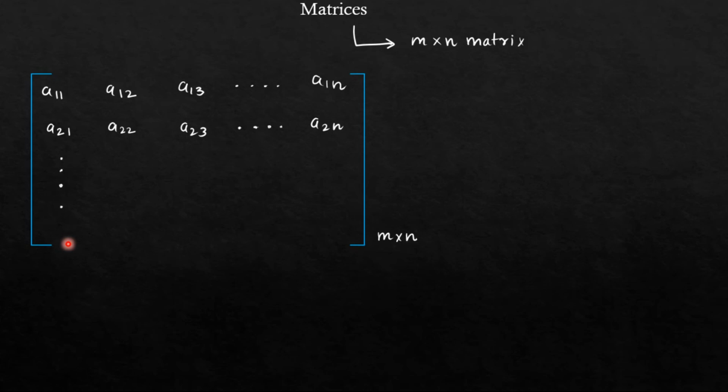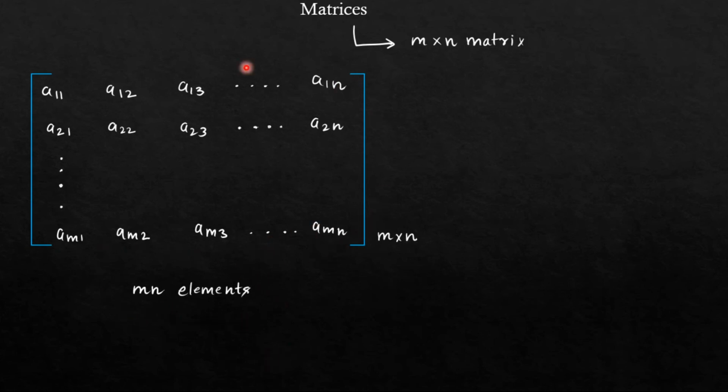Similarly, we will have m rows. So we will write Am1, that means row m, column 1, Am2, row m, column 2, Am3, and up to Amn. It means row m, column n. So the total number of elements is mn. Okay, we have total elements m into n.